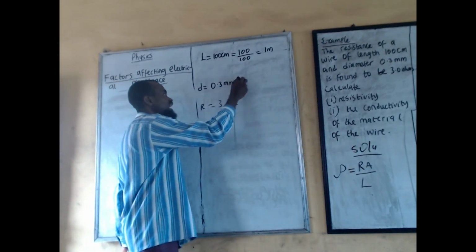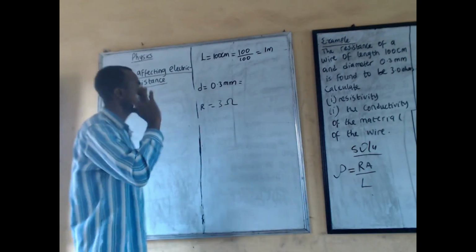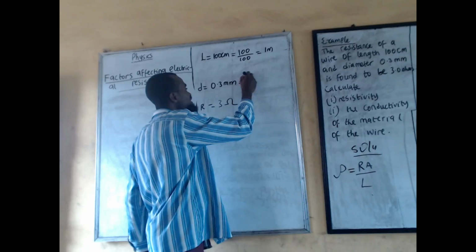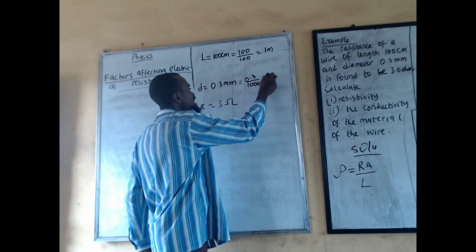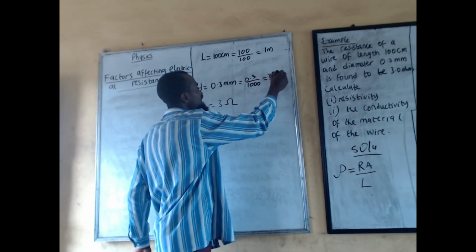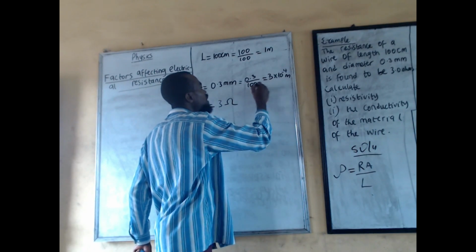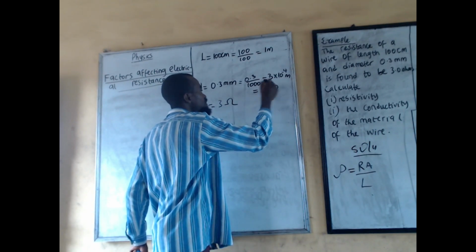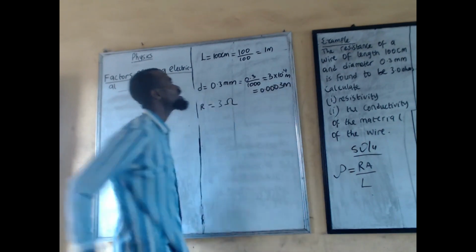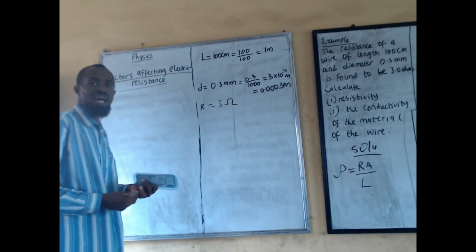Now this diameter is in millimeters, we want it in meters. So we will divide it by 1000. 0.3 divided by 1000, which in standard form is 3 times 10 raised to the minus 4 meter, or 0.0003 meter. Now we have it in meters.